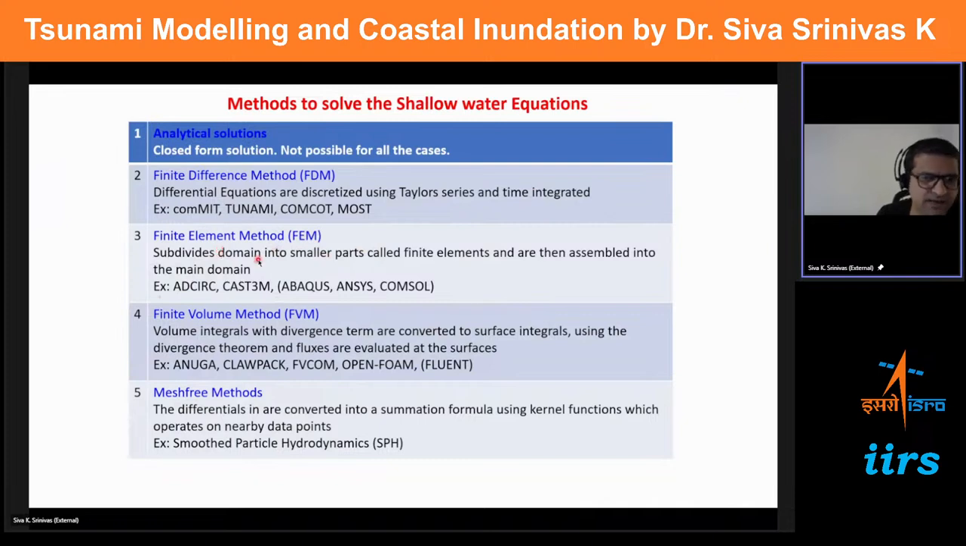Methods like the finite element method can also be applied, and for this we have codes like ADCIRC, Abaqus, ANSYS, and COMSOL. There are also models based on finite volume methods. Packages like ANUGA, CLAWPACK, FVCOM, OpenFOAM, and Fluent can be applied. Mesh-free methods are quite complex and rarely used. But we have a method called SPH, Smoothed Particle Hydrodynamics, which can be employed to study tsunamis.